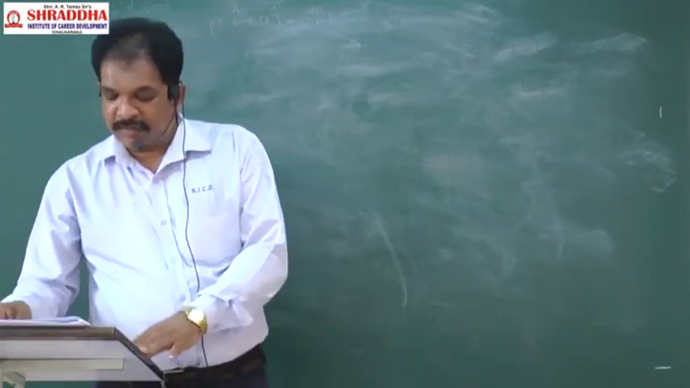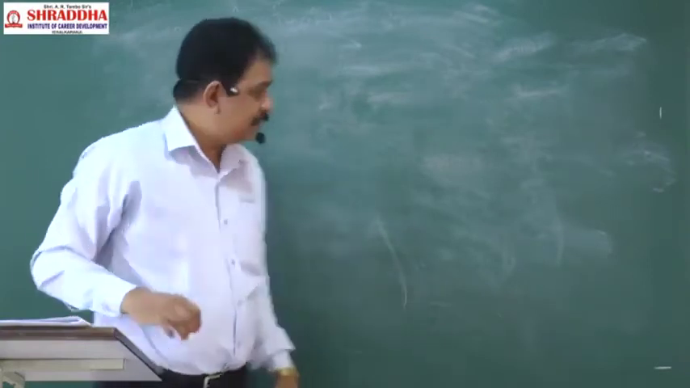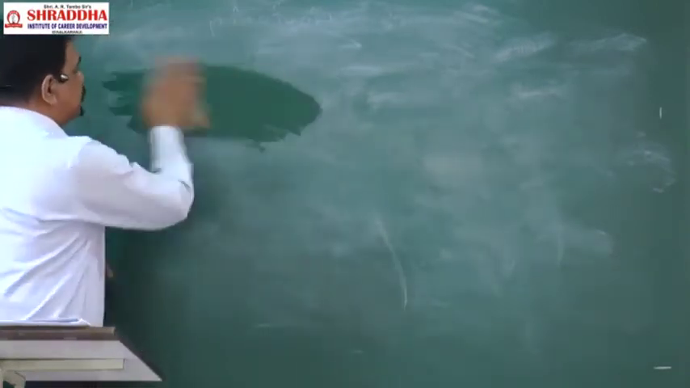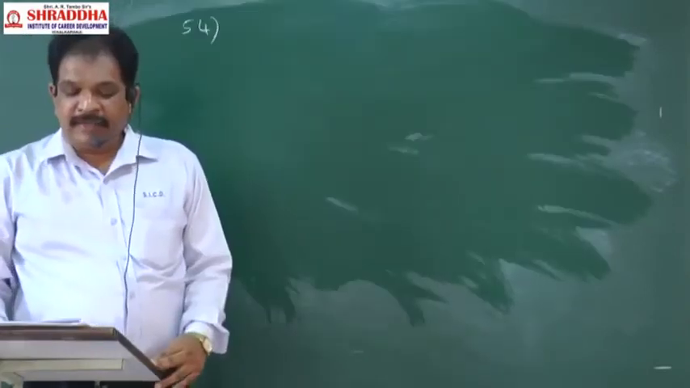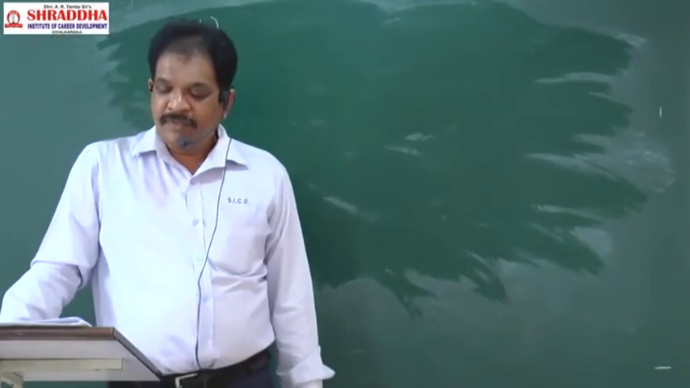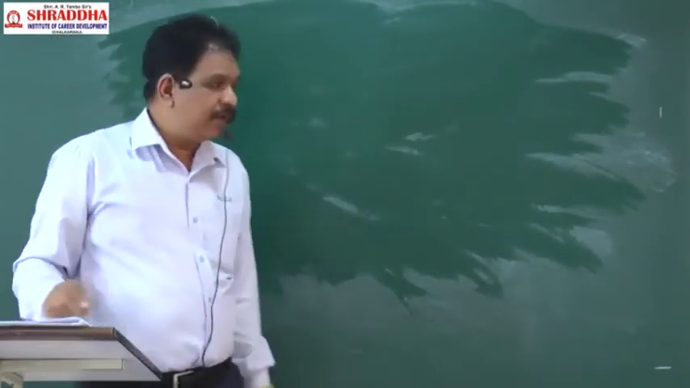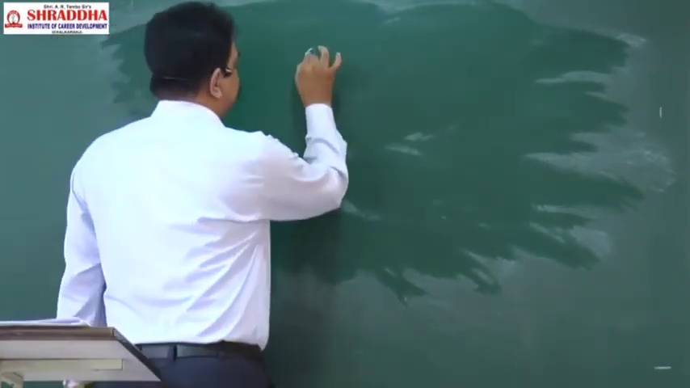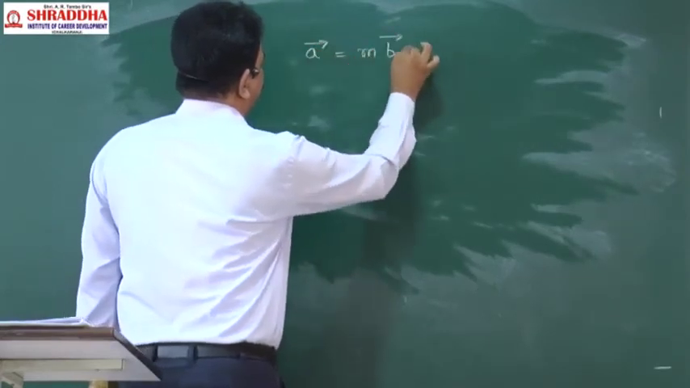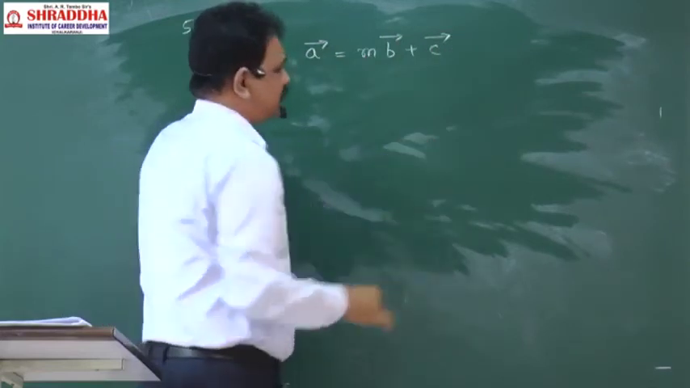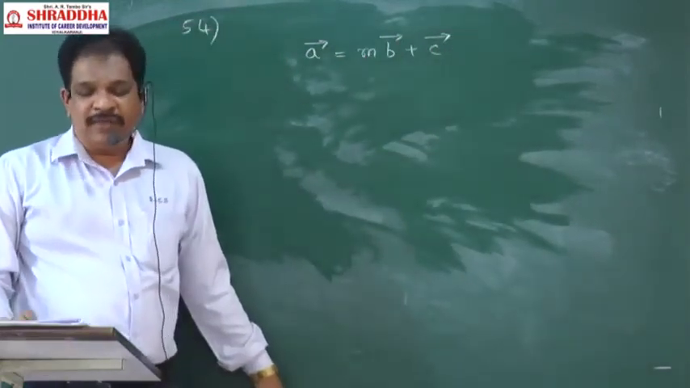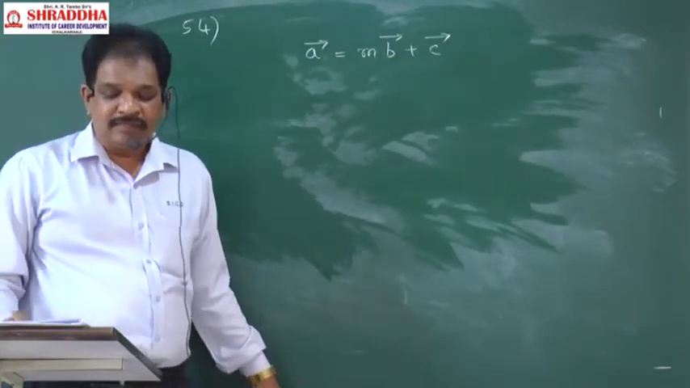Question number 54, you see what they are saying. A bar is equal to M into B bar plus C bar. What is the value of M in the given?